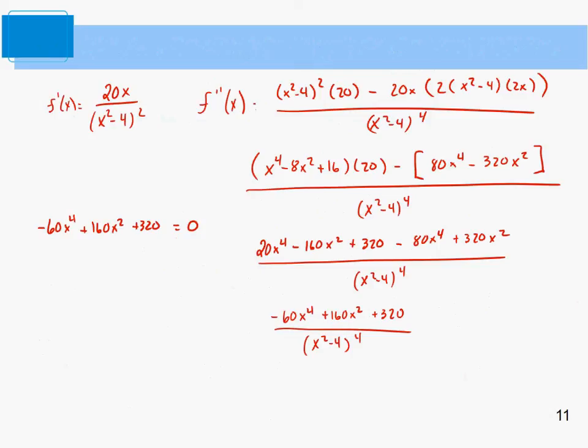So what's the common factor here? 60 won't go into 160. Oh, yeah. 20? 20 definitely will. So let's factor out negative 20. So that'll leave us with 3x to the fourth minus 8x squared minus 16. No, because now you've got 3, 8, and 16, so that's as far as you can go. 20 is going to be the biggest one.